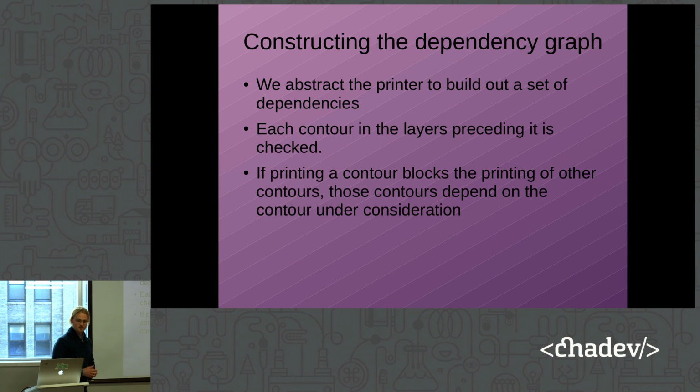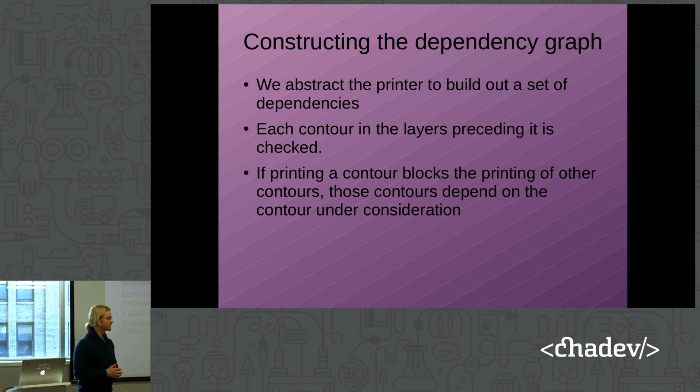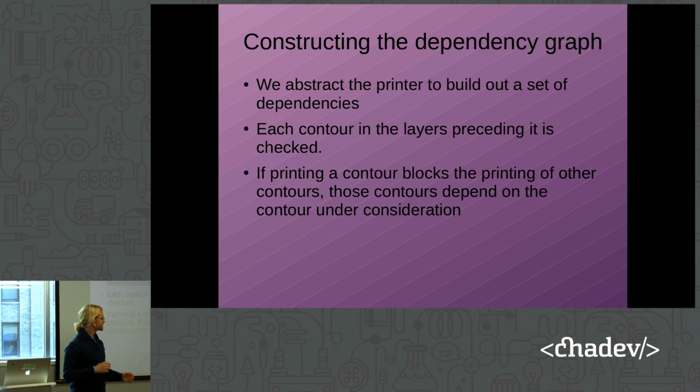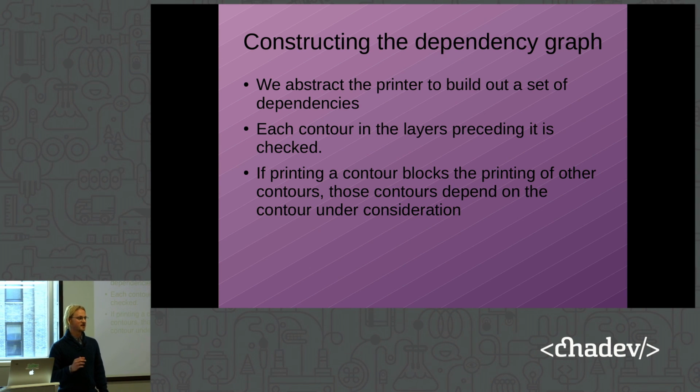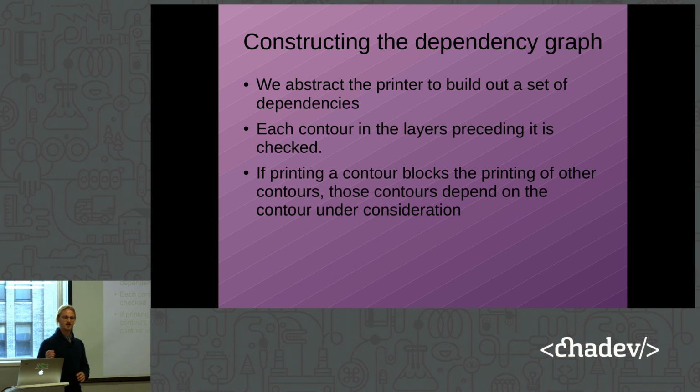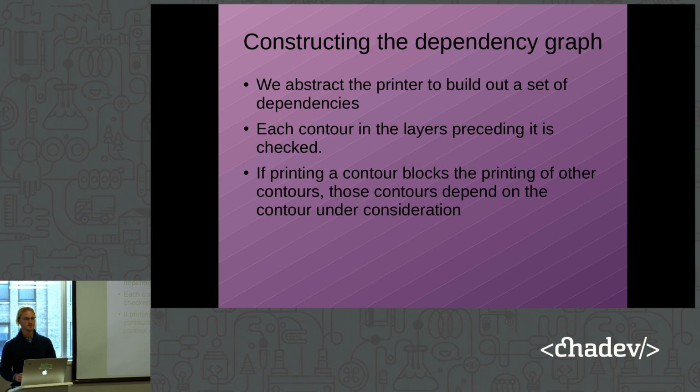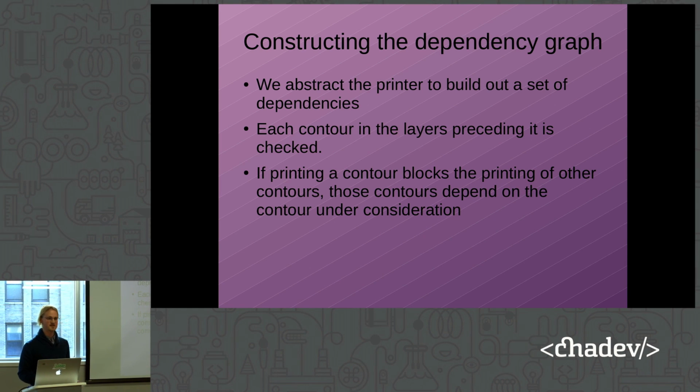So with this abstracted print head, we take all of the contours, and we construct this dependency structure in such a way that whenever you print a single contour, if that being printed blocks another contour from being printed, all of the contours that it blocks are dependent on this contour. With this structure that's really simple to say and think about, you get all of the guarantees that we needed.